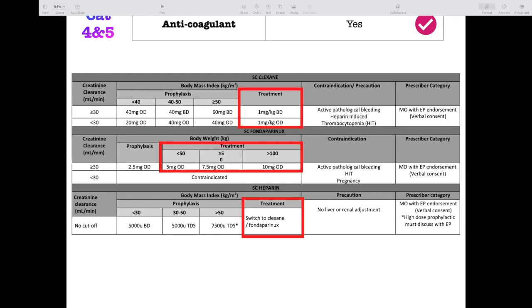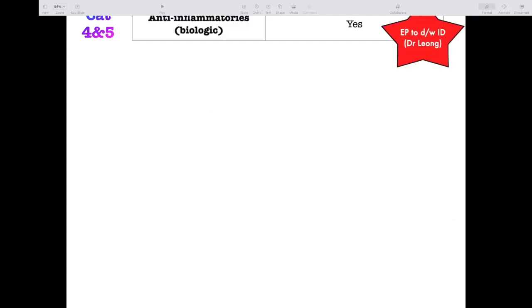If the patient is between 50 to 100 kilo, we should start with the treatment dose of subcute Fonda 7.5 mg OD. If the patient is more than 100 kilo, we should start with a higher dose of 10 mg OD. For subcute heparin, in treatment dose, we need to switch to Clexane and Fondaparinux.